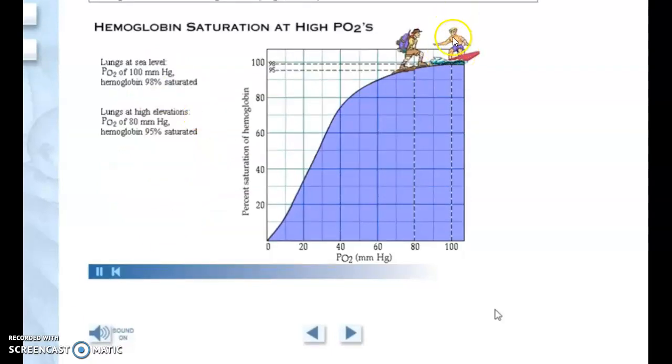And again, here we see the difference between somebody at sea level versus somebody way up in elevation. Again, in the lungs, where you're taking all that oxygen in, you're going to have a high partial pressure of oxygen, and so your hemoglobin and your red blood cells would only drop from 98 to 95%. So you're still going to be very saturated even if the partial pressure drops, but in your tissues away from your lungs, the drop is going to be more drastic.